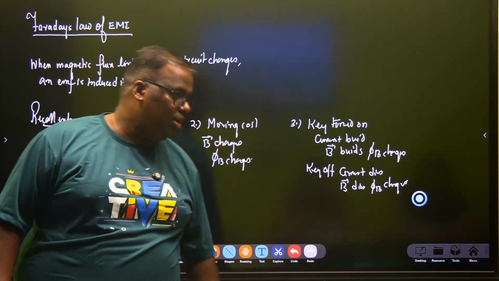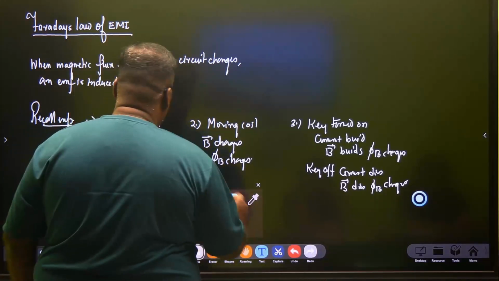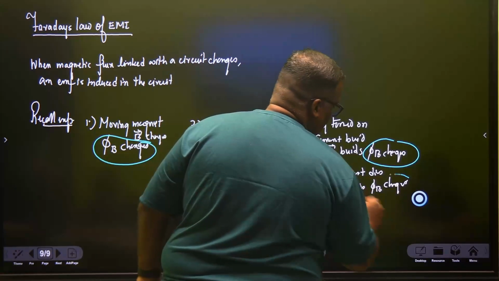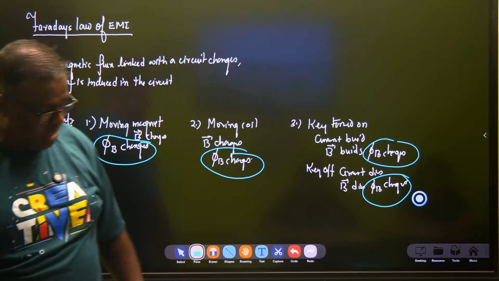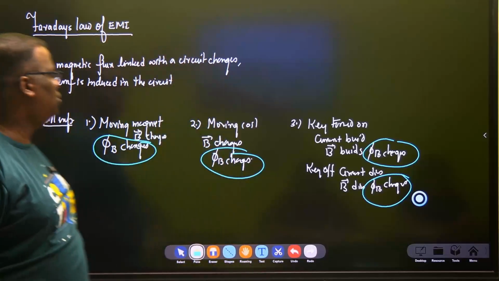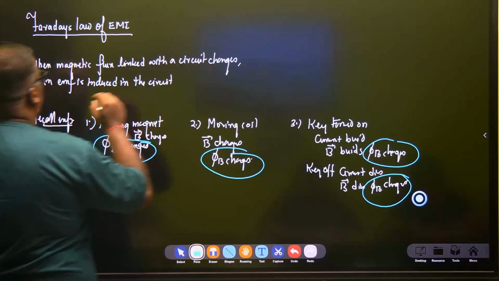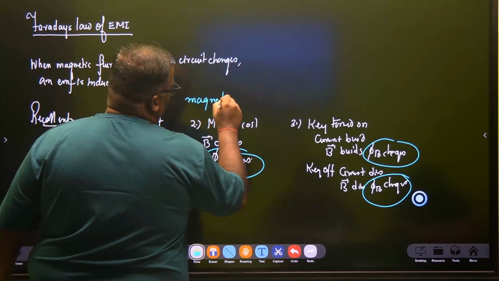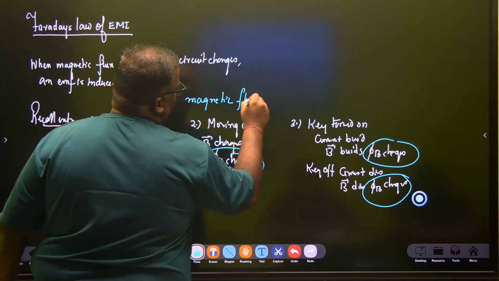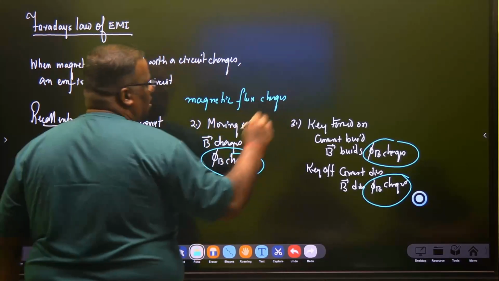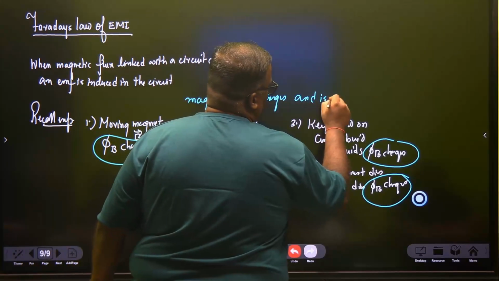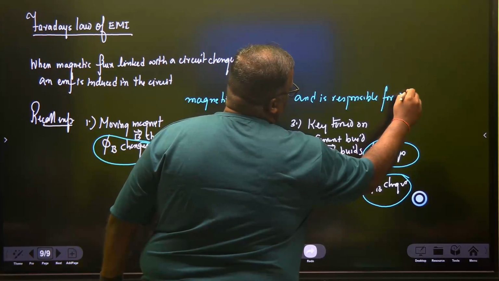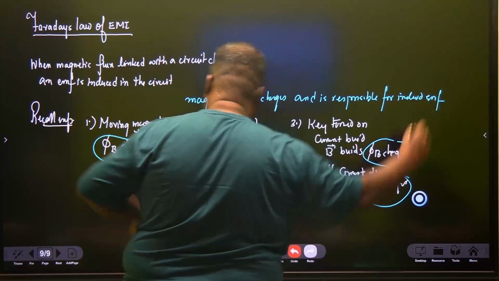So the common conclusion that you have in all these is, here the phi B changed, here also it changed, here also it changed, here also it changed. So you can write down: magnetic flux changes and is responsible for the induced EMF. You can finish this part.